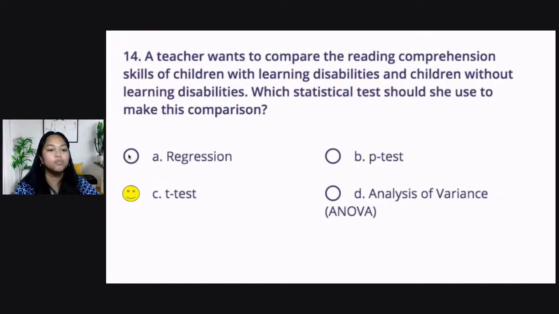Yung regression po is when you are trying to check which one has the greater effect sa inyong variable. Okay, so that's your regression. But we are not looking for regression here. Yung ating pong sagot dito ay letter C, t-test. Naligwak na naman yung mga nag-choose ng letter D, ANOVA.